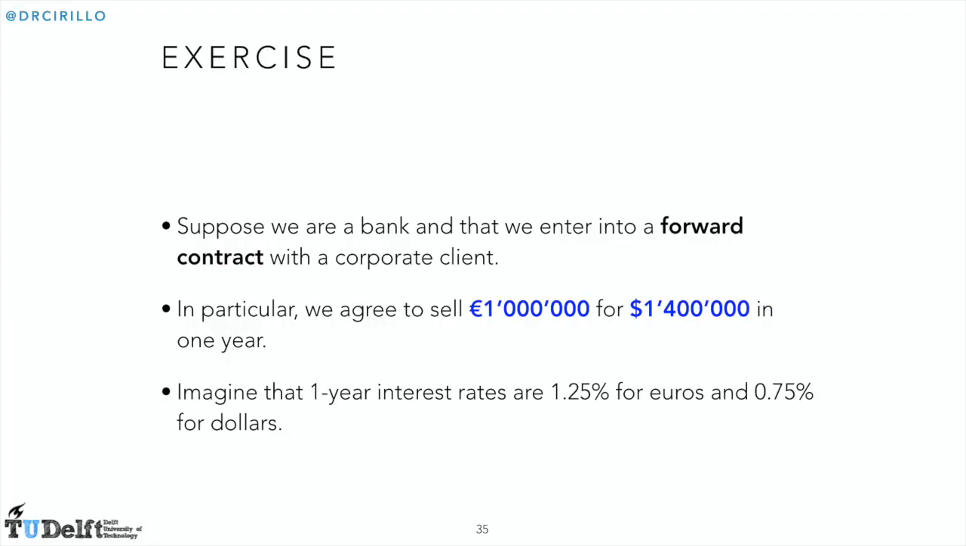We know that if we look at the market, again, these numbers are not particularly representative, the 1 year interest rate for euros is 1.25 and 0.75 for dollars. So what we want to do is first to understand what's the value of this contract.